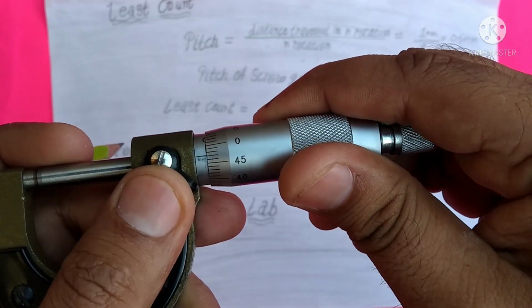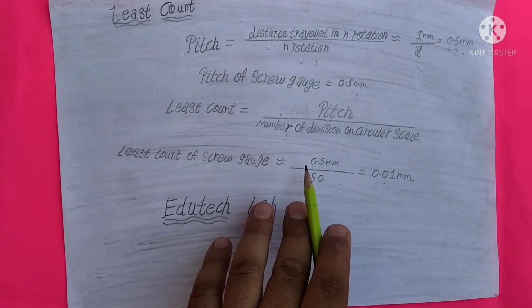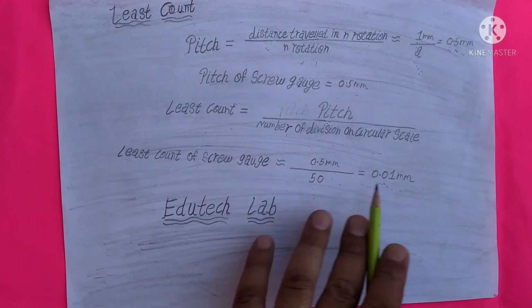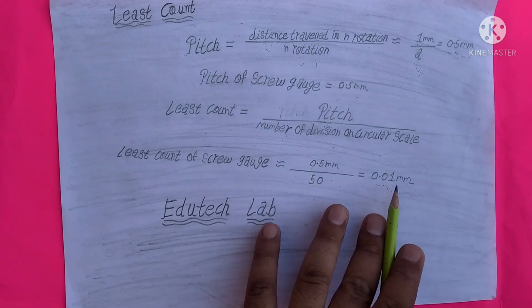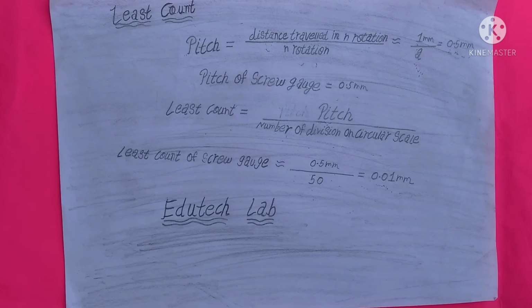You can see the total number of divisions on the circular scale is 50. Now when we divide 0.5 by 50, the result comes out to be 0.01 mm. So this is our least count of the screw gauge.